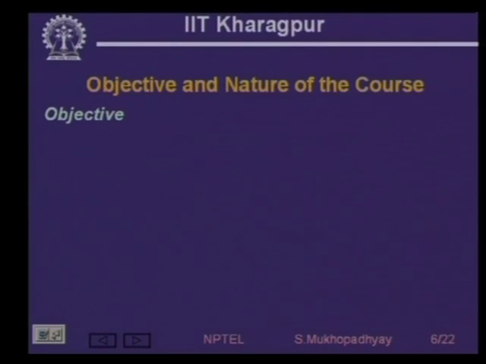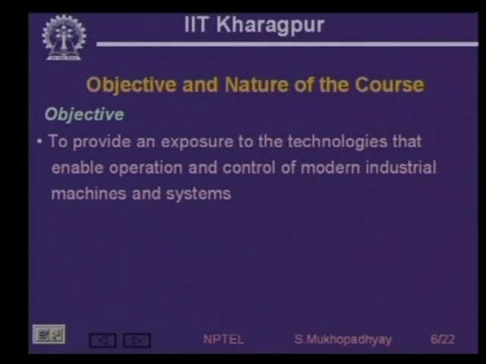Now, let us look at the objective and the nature of the course. The basic objective of this course is to provide the student with an exposure to the technologies that enable operation and control of modern industrial machines and systems. In other words, if you go to a factory, you are very likely to encounter a set of machines. For example, you are very likely to encounter sensors, controllers, actuators, then communication systems, man machine interfaces. So, the idea is that a student would know at least something about these, would be familiar to an extent about these technologies which typically exist in an industrial facility.